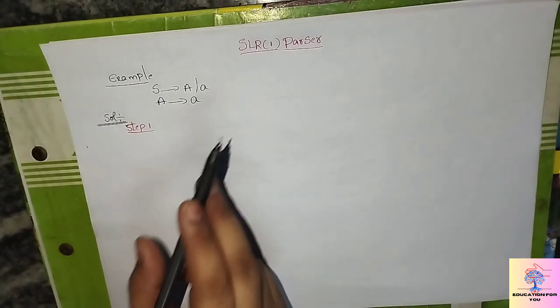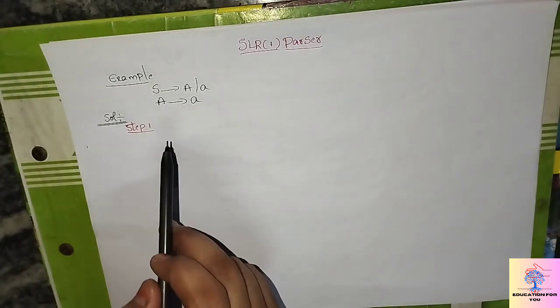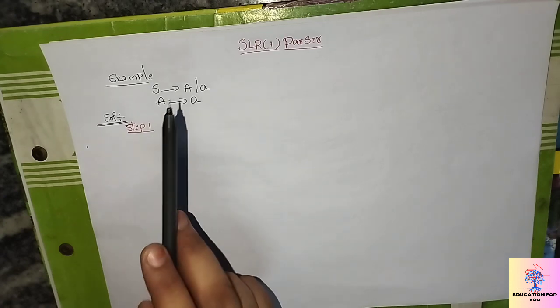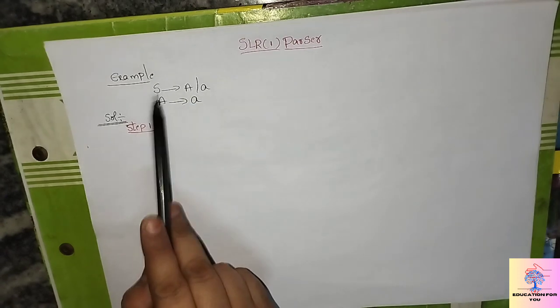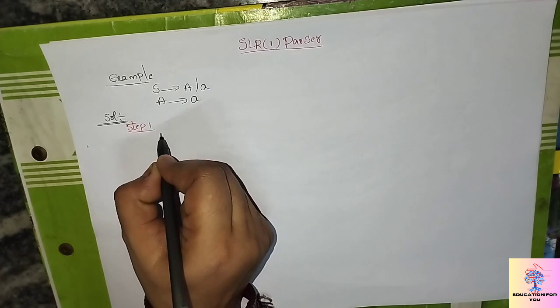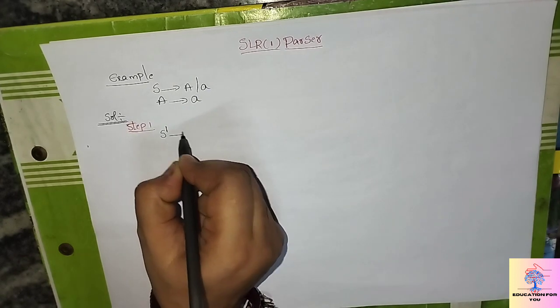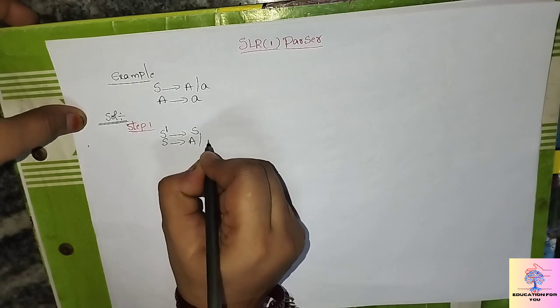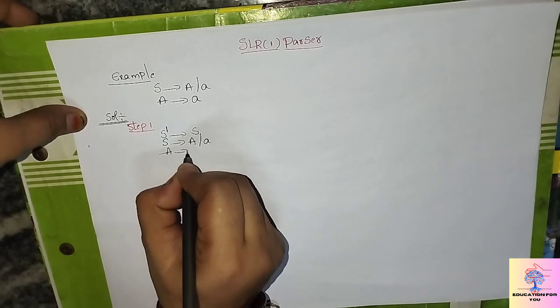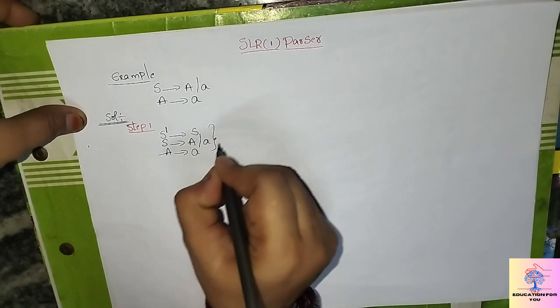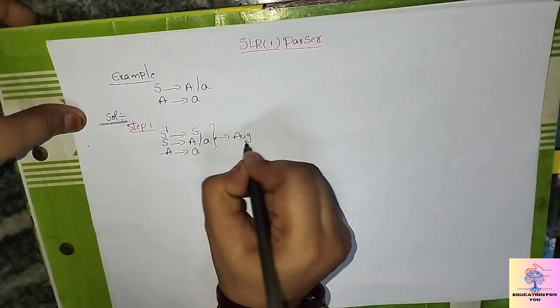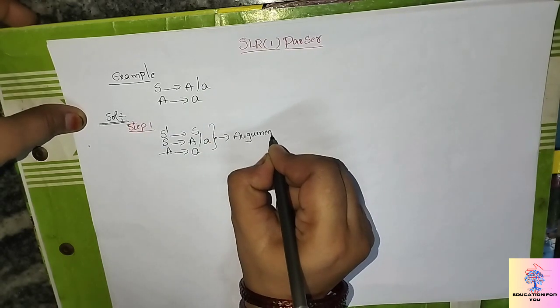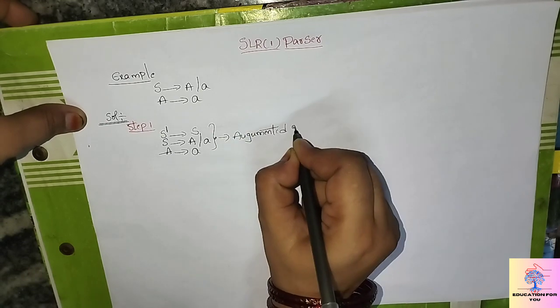How can you construct the augmented grammar? I already discussed, that is by adding one extra production for the starting symbol. How can you add the extra production here? S dash produces S, S produces A, A produces small a. This is what we call the augmented grammar.